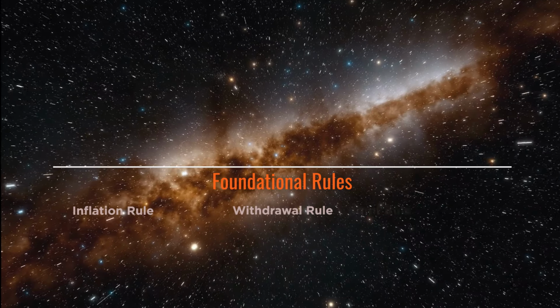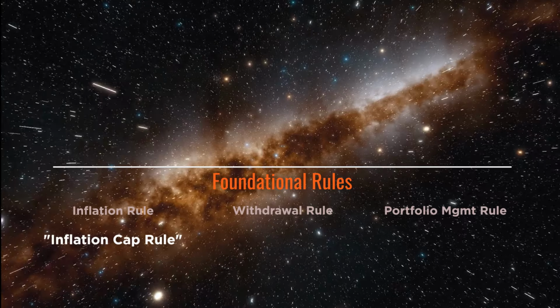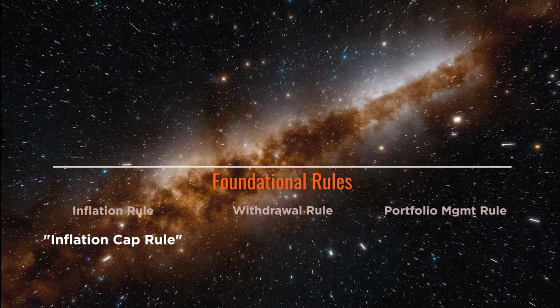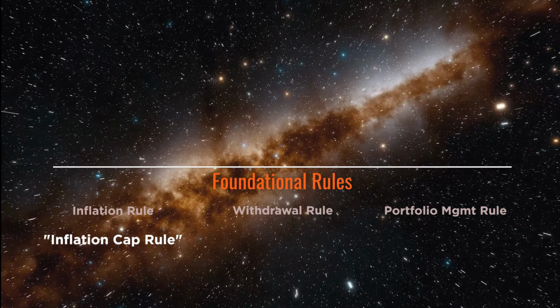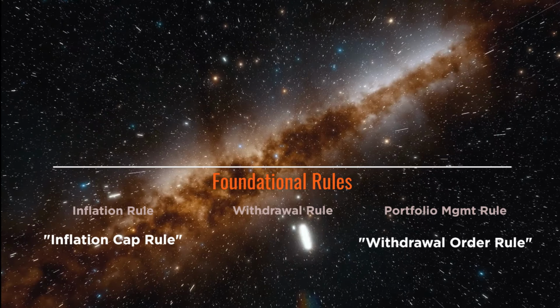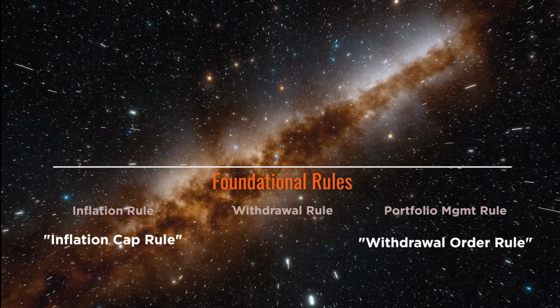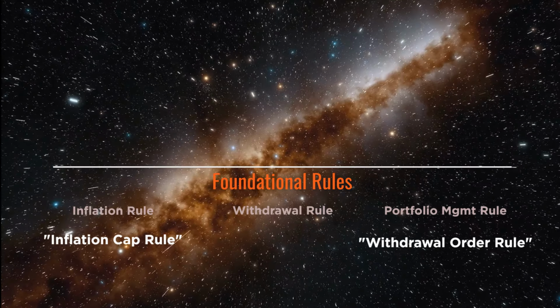Just as an aside, I'd rename 2 rules. I'd call the inflation rule, the inflation cap rule, to reflect its primary purpose to cap increases above 6%. I've always found the portfolio management rule rather confusing, and I think of this as the withdrawal order rule, as it prioritizes which asset classes to tap into, based on their performance.